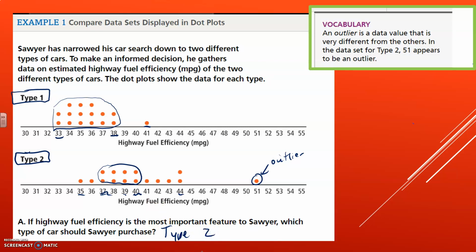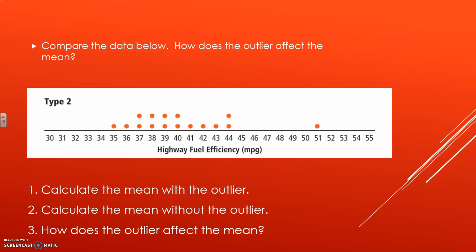Having said that, the next slide asks us to do some math. If we look at type 2, we are going to actually calculate the mean with the outlier, and we're going to calculate the mean without the outlier. So this is actually going to teach us how the outlier affects the mean.